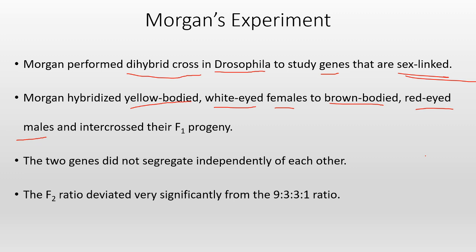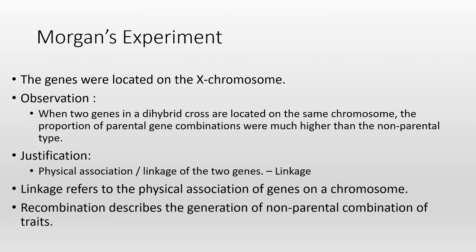So if they are following Mendelian inheritance, they will give us the regular 9 is to 3 is to 3 is to 1 ratio of the F2 generation. But what Morgan found was that the genes did not segregate independently of each other, and the F2 deviated very significantly from the regular 9 to 3 to 3 to 1 ratio of a dihybrid Mendelian cross. So what are the reasons for that?